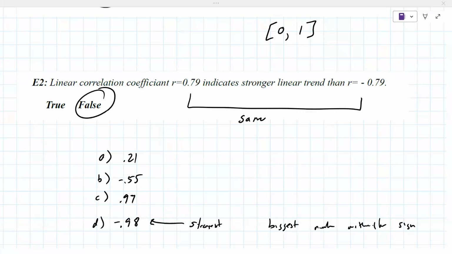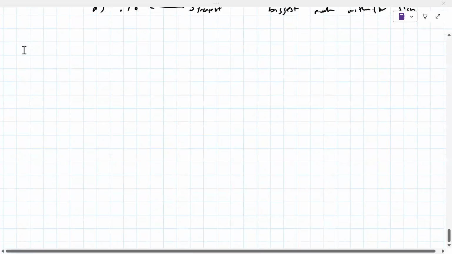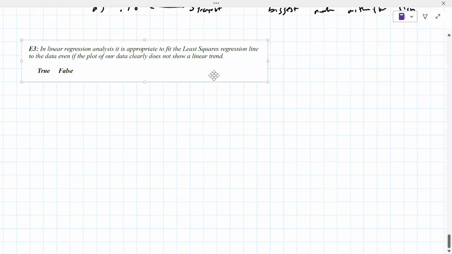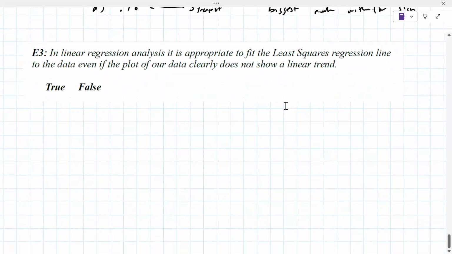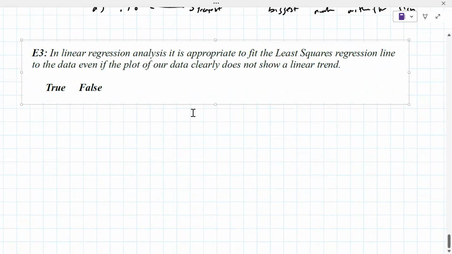Have you looked back at your old tests to know if your teacher tends to emphasize more false answers on these? Because I'm seeing a trend here. Yeah, I'll definitely look into it.